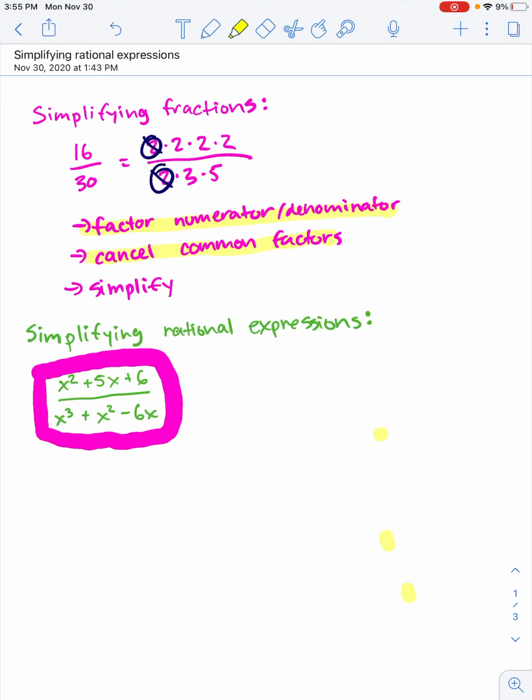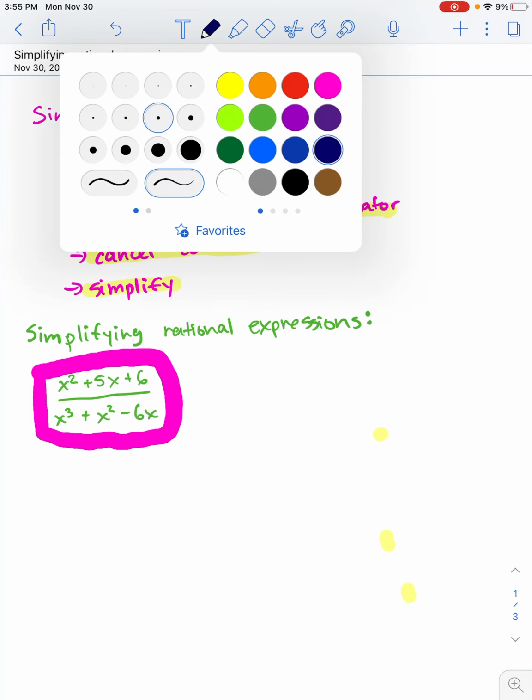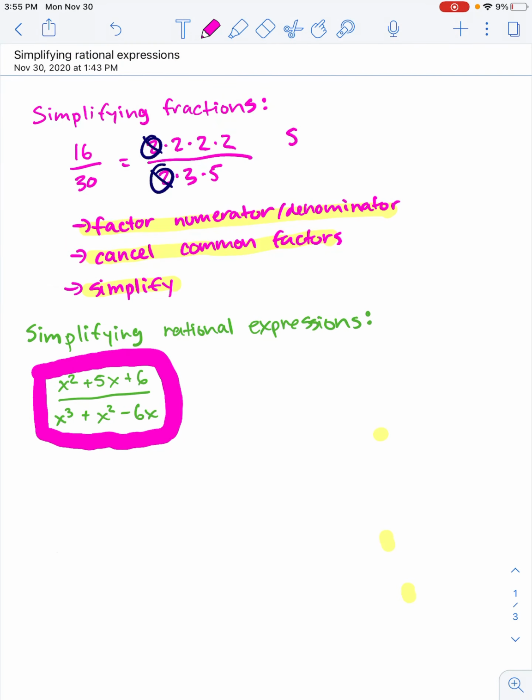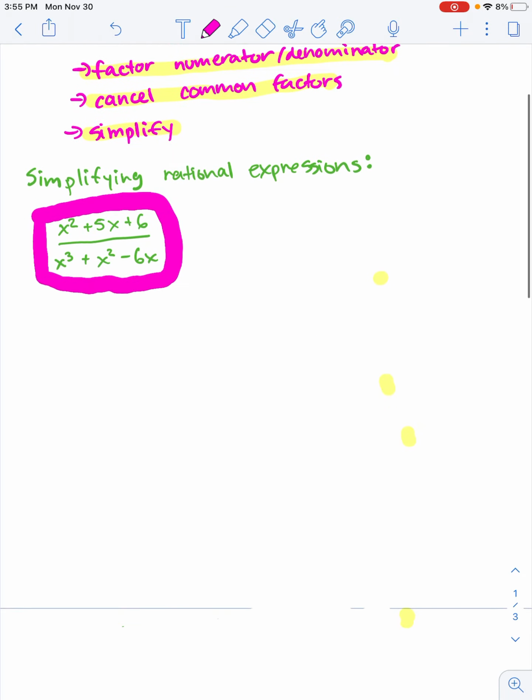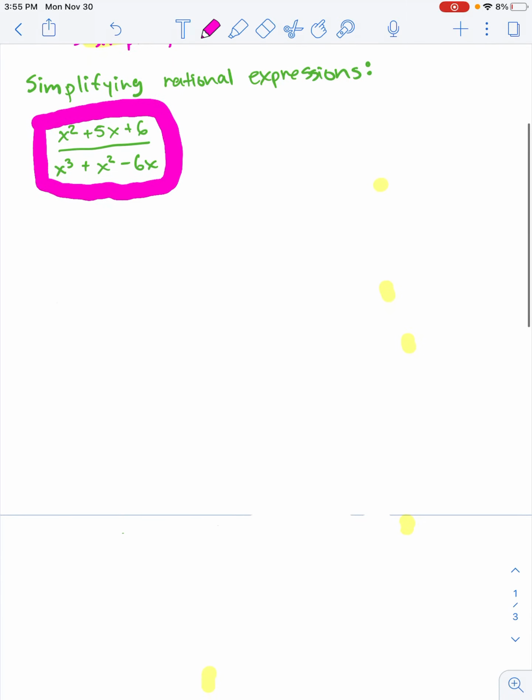And then finally I'm just going to simplify by multiplying them back together. 2 times 2 times 2 is 8, 3 times 5 is 15, and so then I have a simplified fraction. Instead of 16 over 30, I have 8 over 15. Obviously, we don't do that every single time, but this is basically the process behind what we're doing in our heads every time that we simplify a fraction. We're factoring the numerator and denominator, and then we're canceling common factors, and then we're simplifying. So we're basically going to do that exact same thing, but with the rational expressions.